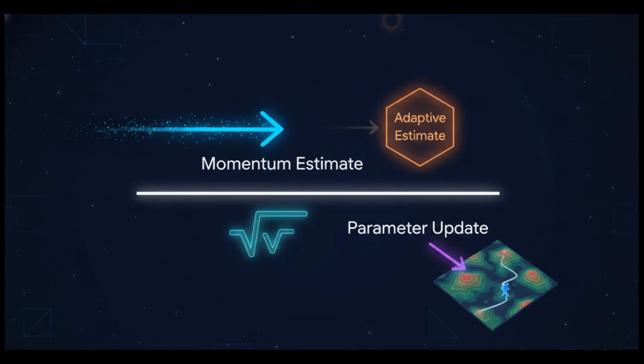And this formula right here, this is the magic. The final step our hiker takes is based on that average direction, the momentum. But, and this is the key, it gets divided by a number based on that second estimate, the shakiness of the terrain. So what that means is if the terrain has been really shaky in one direction, the step size in that direction gets smaller. If it's been smooth, the step size gets bigger. It creates a custom-tailored learning rate for every single parameter in the whole model.